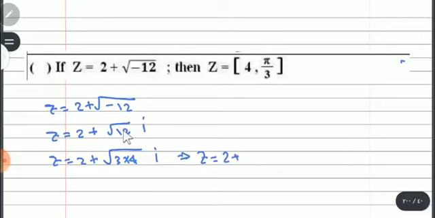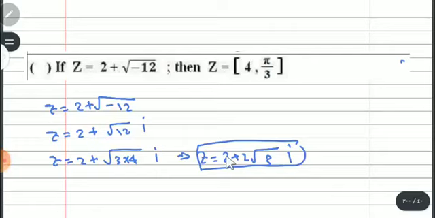Now z will be 2 plus what? The square root of 4 is 2, okay? So 2. And the square root of 3, I don't know, so it stays square root of 3, and i stays as well. So this is z. But this is z in which form? In algebra form. And the question wants us to find z in polar form. So I must change this to polar form. So let us change it.